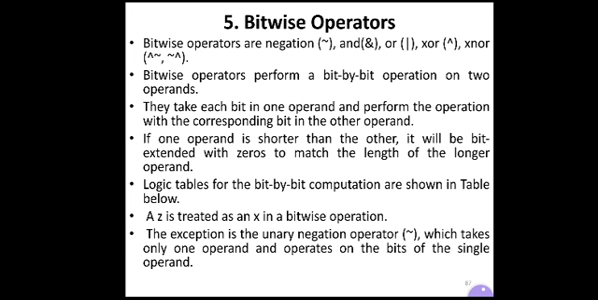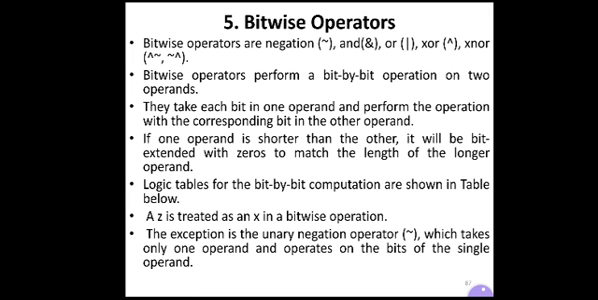Now let's see the bitwise operators. There are a total of 5 bitwise operators. The negation, this tilde sign, the AND operator, single ampersand, the OR operator, XOR, that is caret, then XNOR. Either you can use caret tilde or tilde caret, both are the same. So these are the bitwise operators.